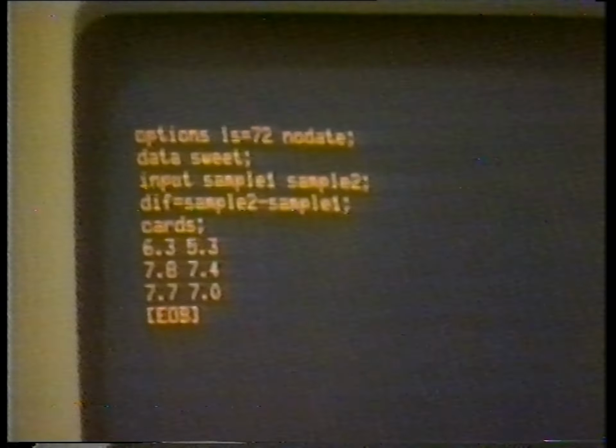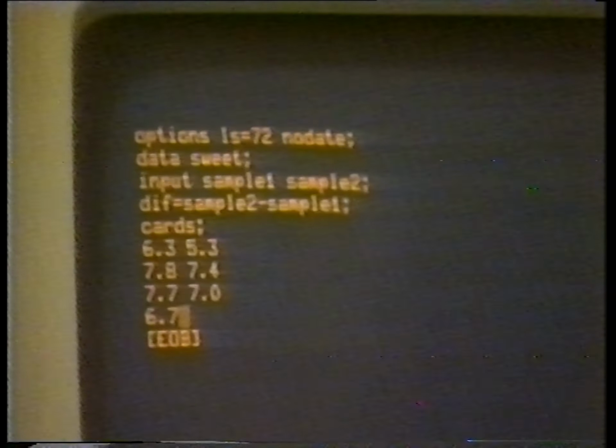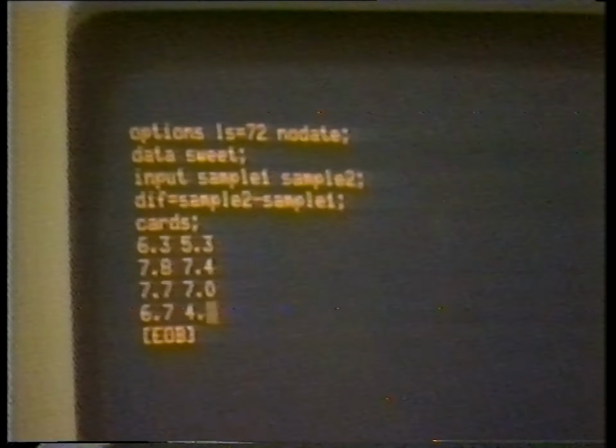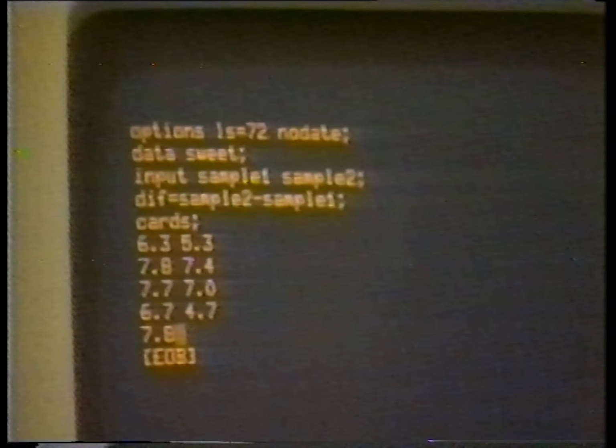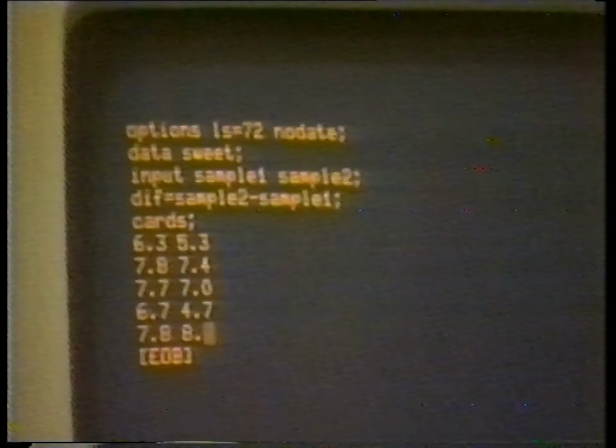To test the hypotheses, Tom must first calculate the difference between the before and after sweetness ratings for each panelist, and then find the mean of these differences.